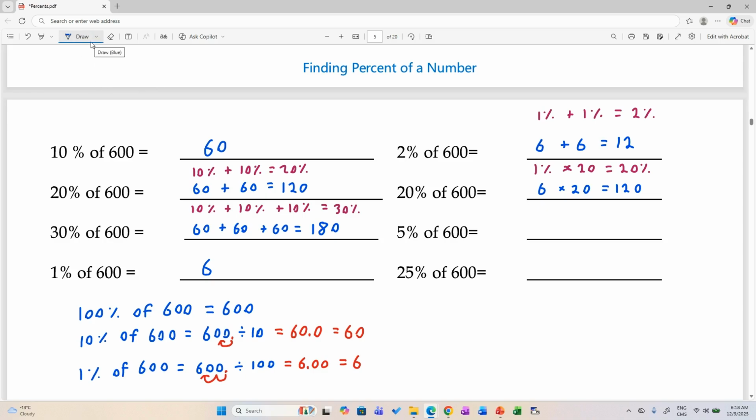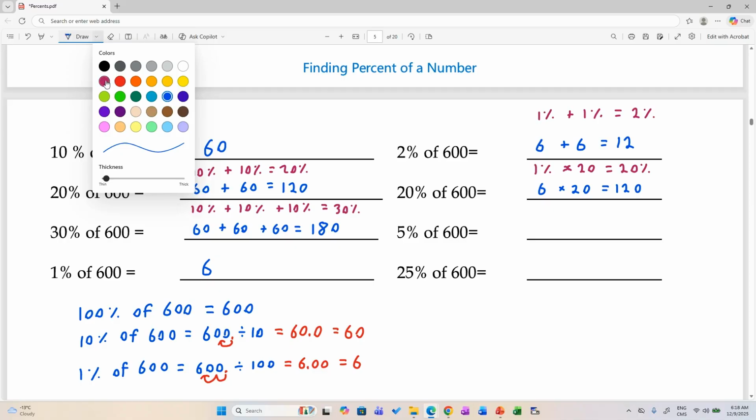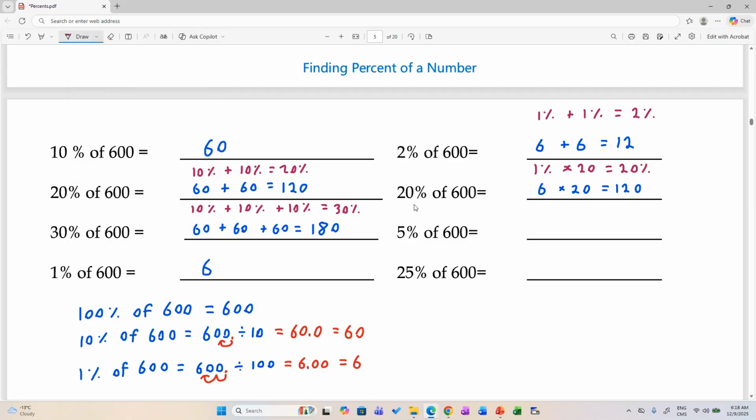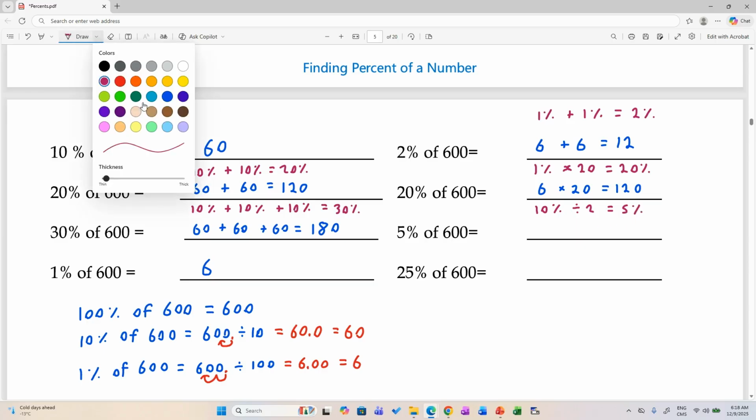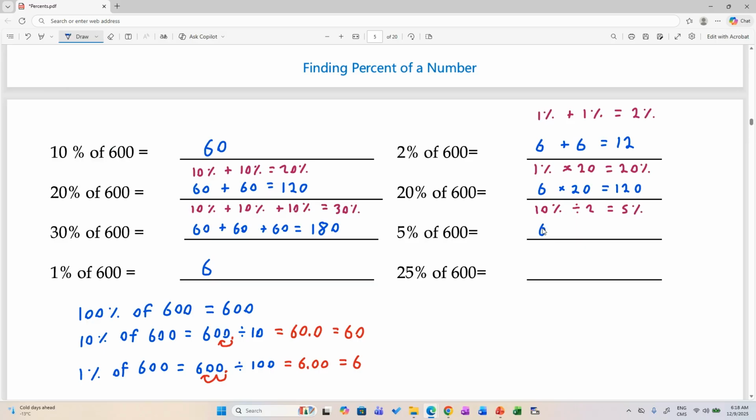Okay, so this one you have to think about conceptually here. You know what 10% of 600 is. It's simply 60. Now, would you guys agree? If I divide 10% by 2, I'm simply going to halve the 10% to get 5%. So, if I know that 10% is 60, and I divide 60 by 2, I'm just going to get 30. Hence, 5% of 600 is 30.